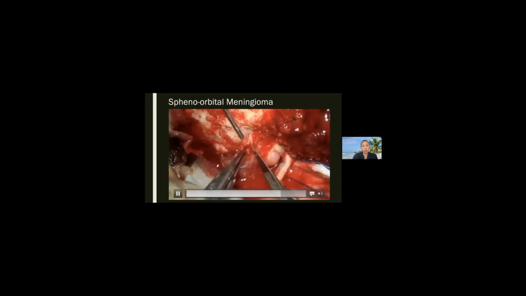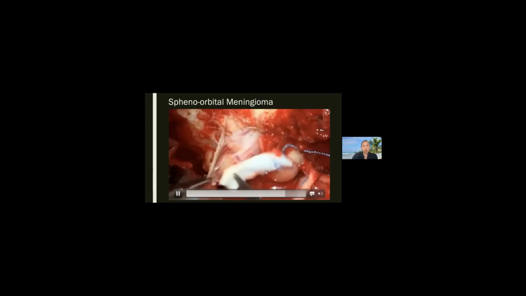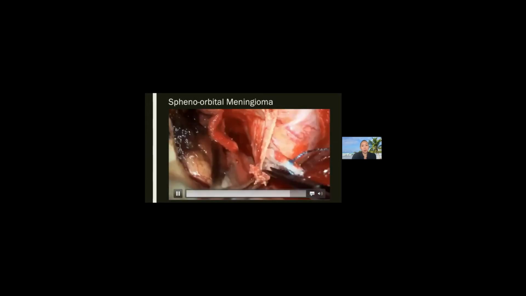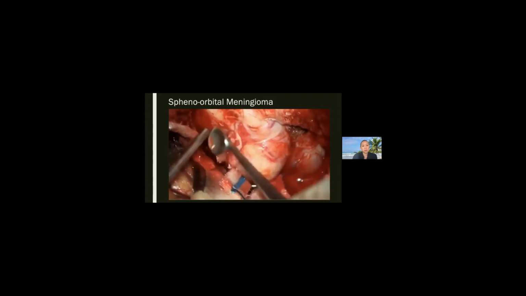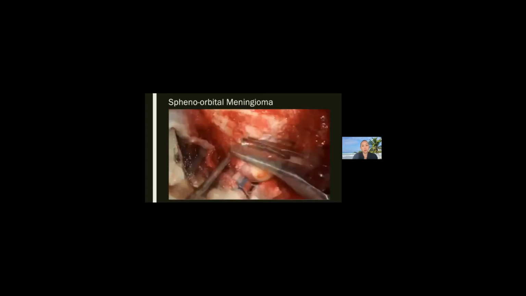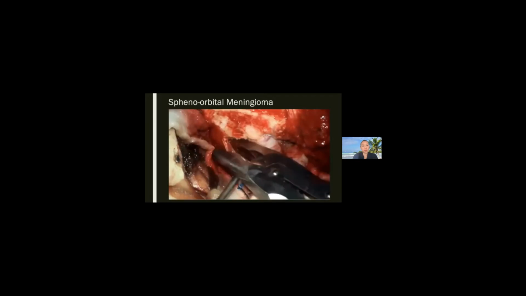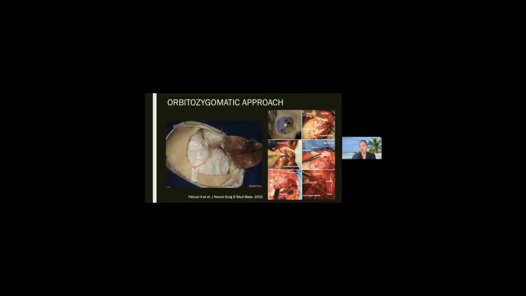So here you see them taking all of the involved periorbita off of the orbit. So this is super useful if all of the bone is hyperostotic and involved and you need to remove all of the roof and the lateral orbit. And you can see this is the final result. This is just a video from YouTube. I'm sure Dr. Marcos has significantly better videos.